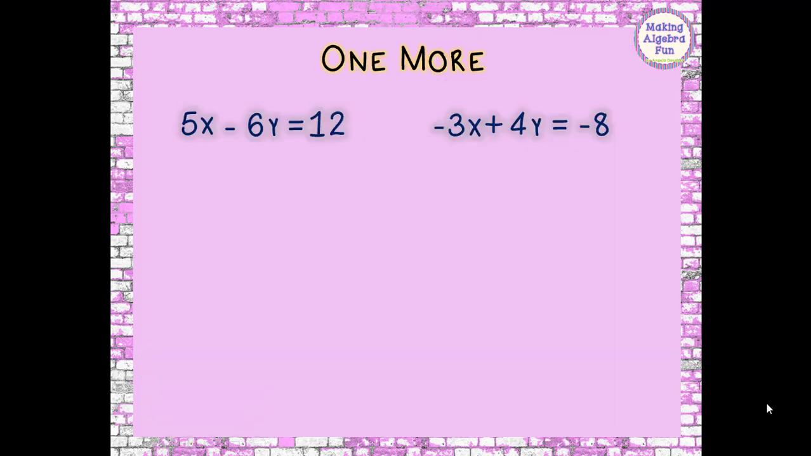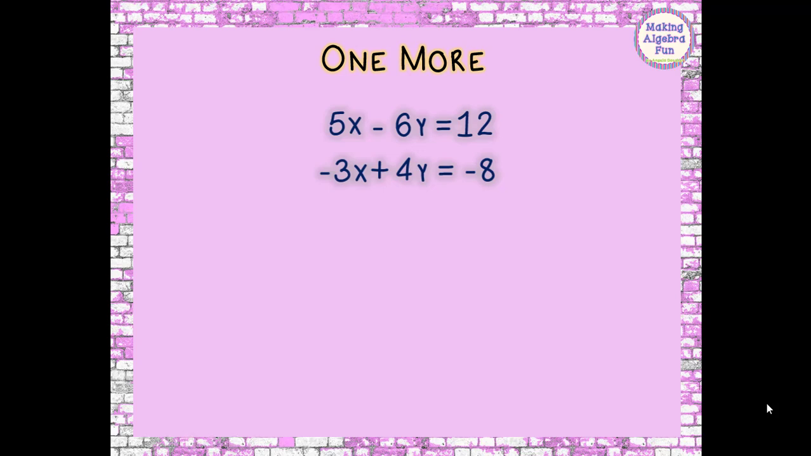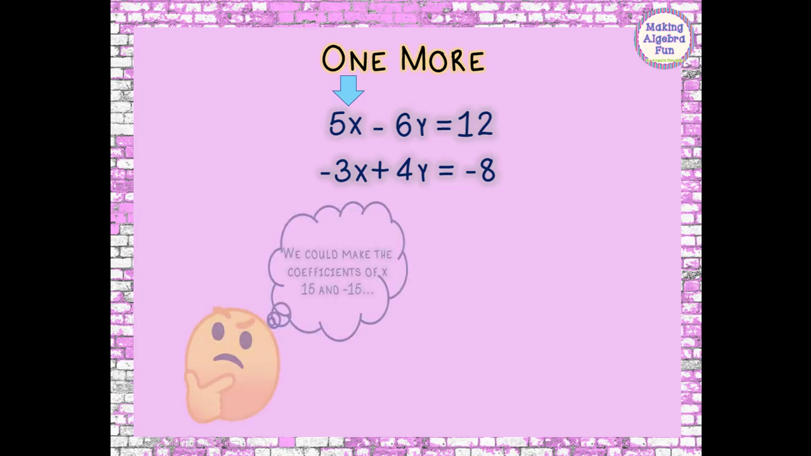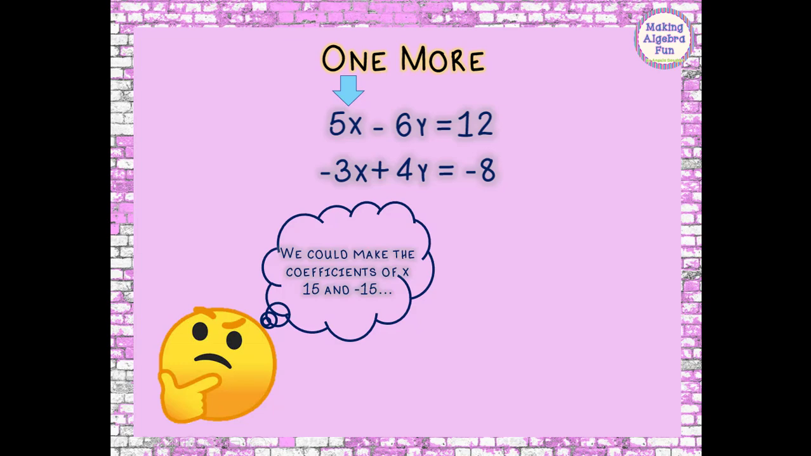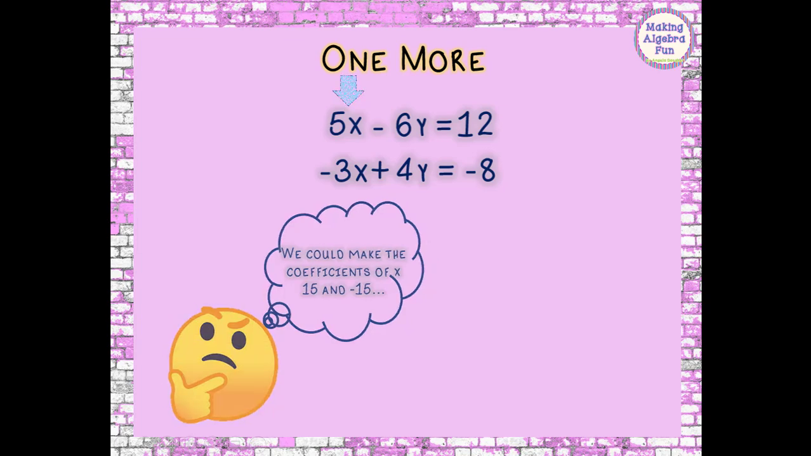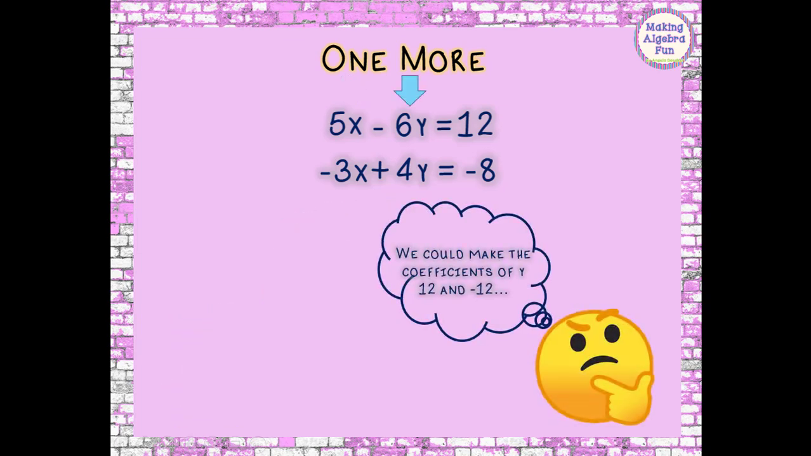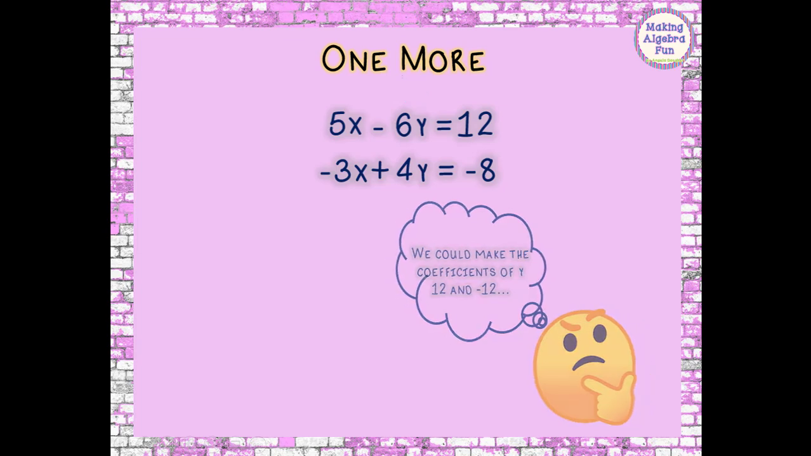Okay, so here's another one. We want to stack the equations and make sure that everything is lined up correctly, and it is. The thing with this one is you can't just multiply one of the equations and make the x's the same coefficient or the y's. We may have to do both equations. So if you consider the x's, what we could do is make both of the coefficients of x 15, one 15 and one negative 15. And if we choose the y's, we could do that by changing them both to 12 and the other one negative 12. So we have two options here, and it doesn't matter which one you do.